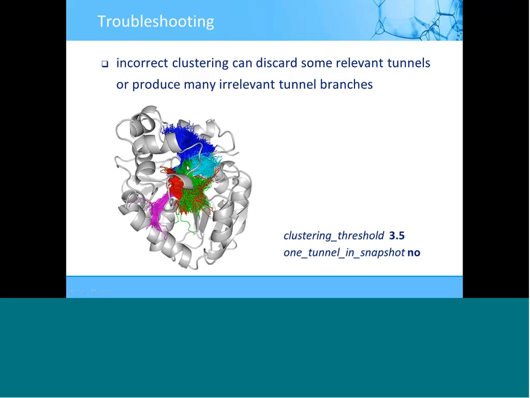Additional decrease would lead to something like this messy picture, which is capturing just some subtle differences, and should rather be considered as noise. So if you see something like that, really overlapping clusters, not well defined, you should, on the other hand, increase the clustering threshold.